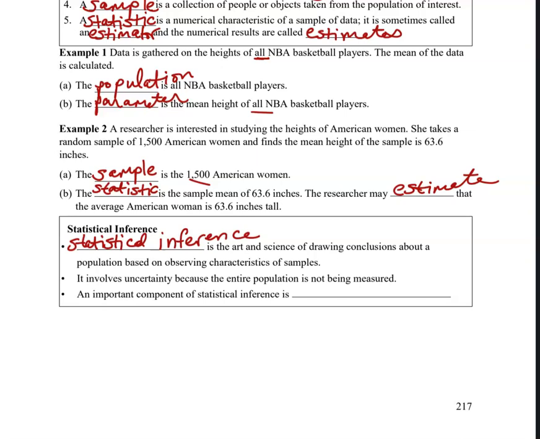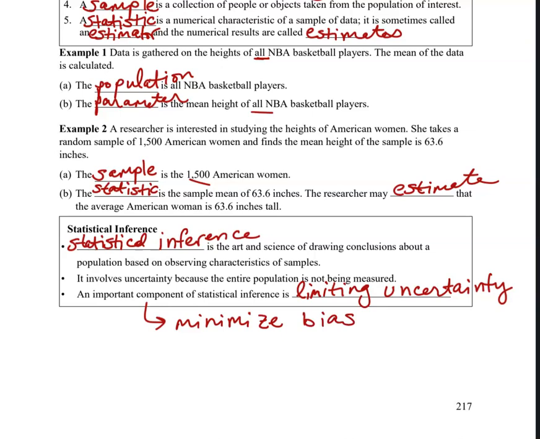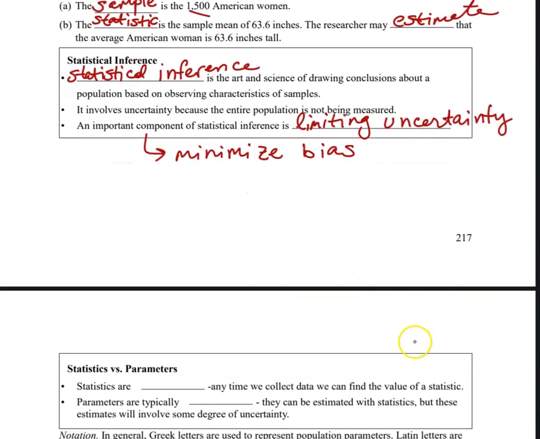An important component of statistical inference is limiting that uncertainty. And there's always a degree of uncertainty. We also want to minimize what we call bias. So all research and survey questions, for example, will have some type of bias, and we want to try to minimize that as much as possible. That's the goal when we conduct sound research.